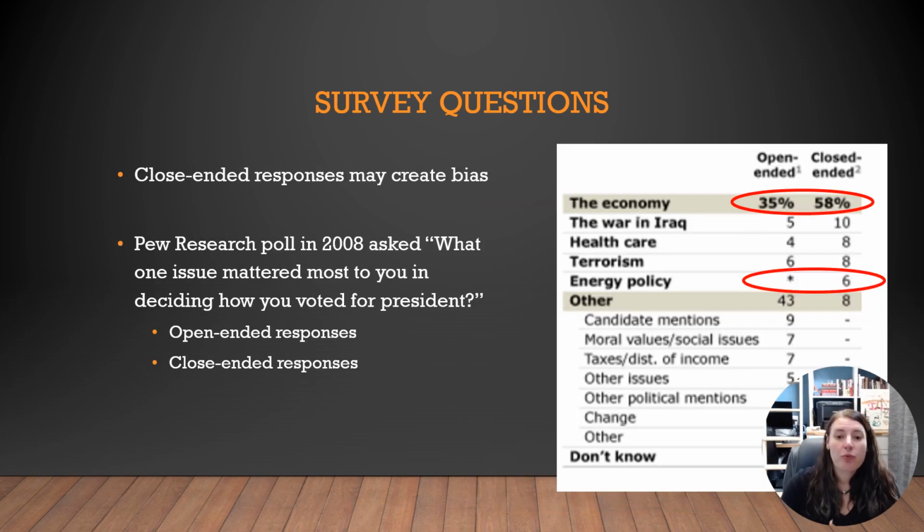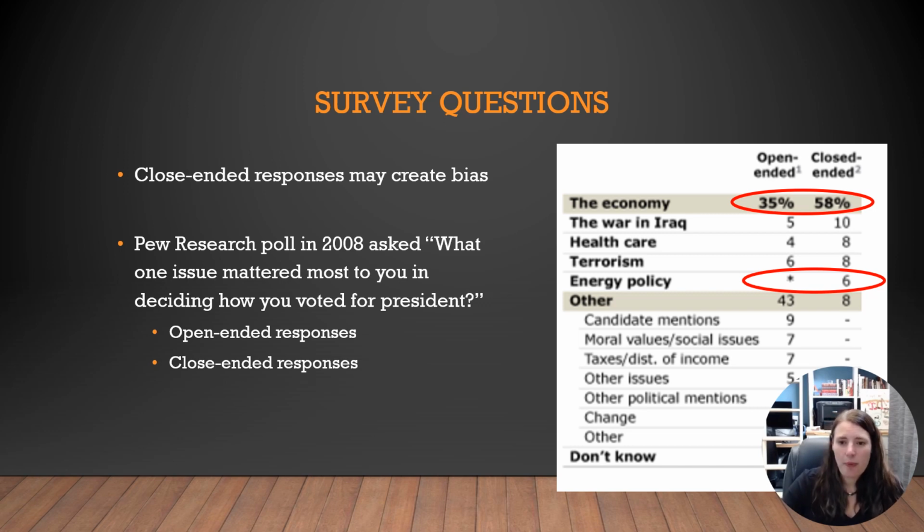Here's an example that really highlights the impact of open-ended versus closed-ended response options. This poll asked the respondent to identify the single most important reason that they selected the presidential candidate they voted for. The poll was offered 2 different ways. Once via a closed-ended question that had 5 specific options and an other category, and once via an open-ended question where the respondent could provide any answer they wanted.